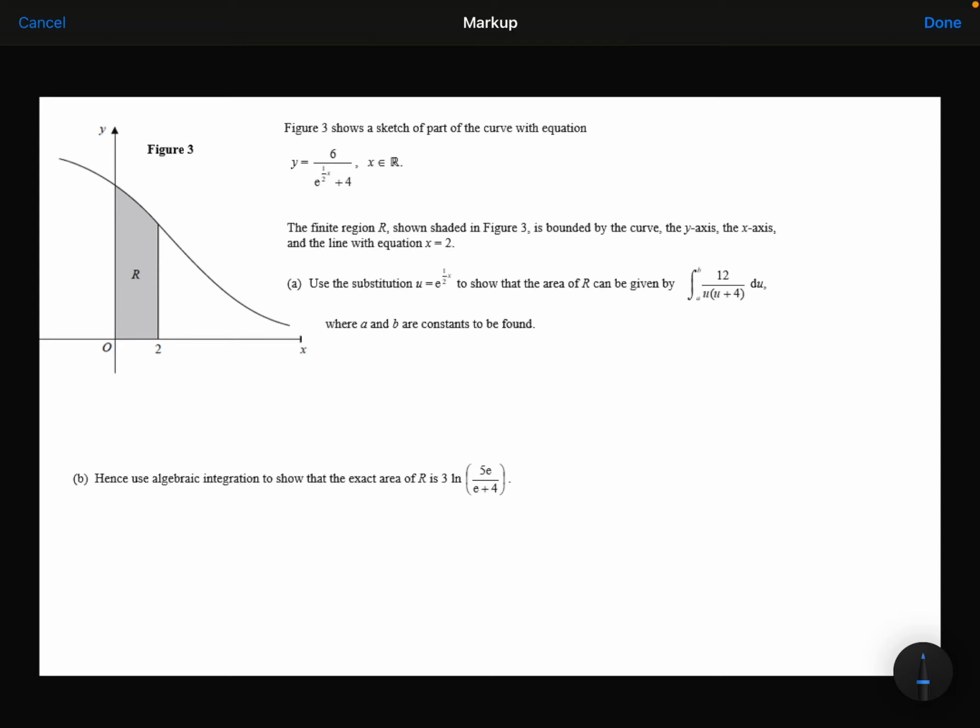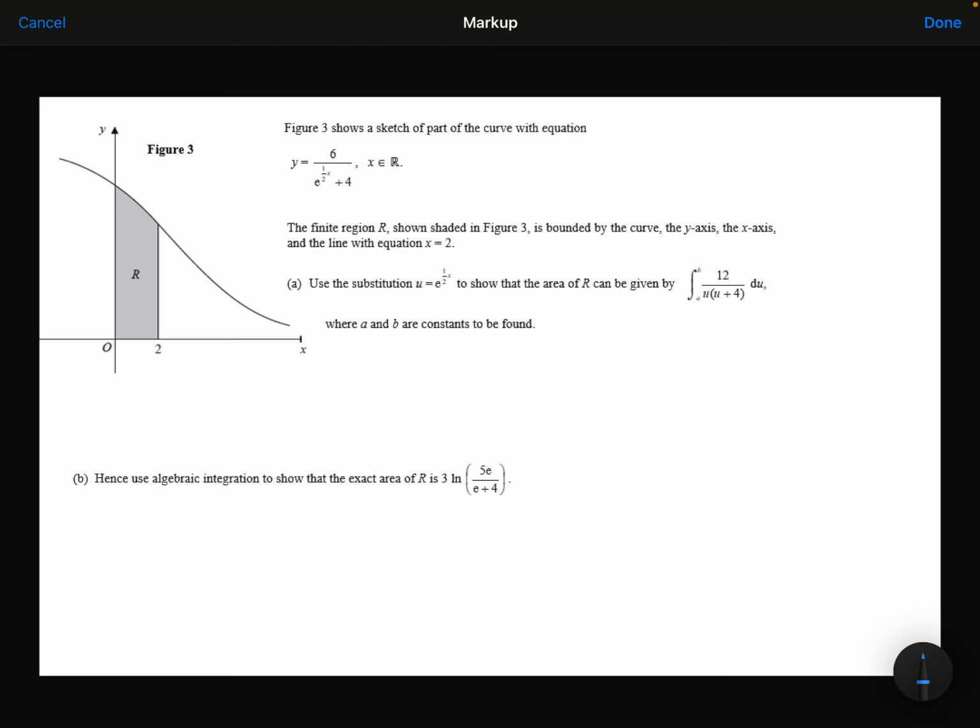Figure 3 shows a sketch of part of the curve with the equation y equals 6 over e to the half x plus 4. I need to use the substitution u equals e to the half x to show that the area of region R can be given by that integral there.